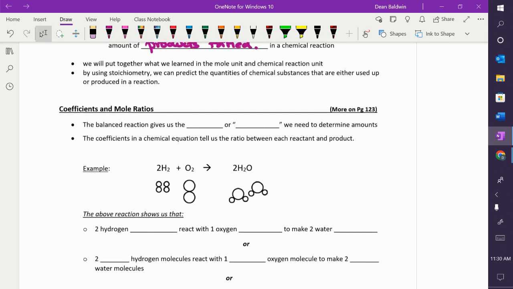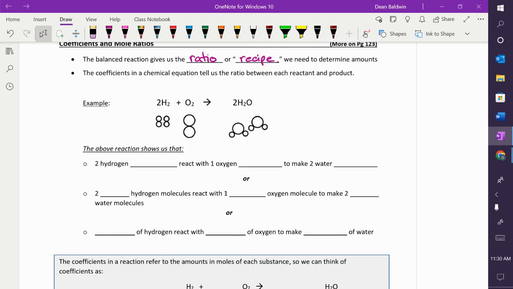So the balanced reaction gives us the ratio, and that's the word I'm going to use. They also call it, in quotes, the recipe. I don't like that, but that would be the equivalent of the sandwiches that we were making in that simulation. And the coefficients in the chemical reaction tell us the ratio between each reactant and the product.